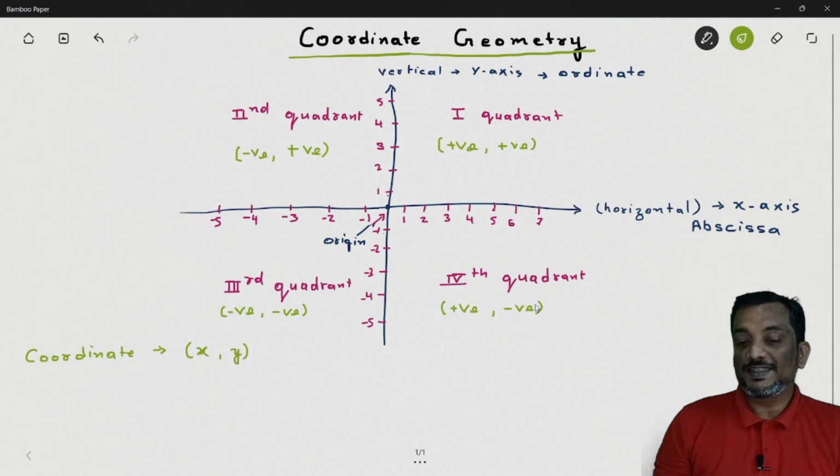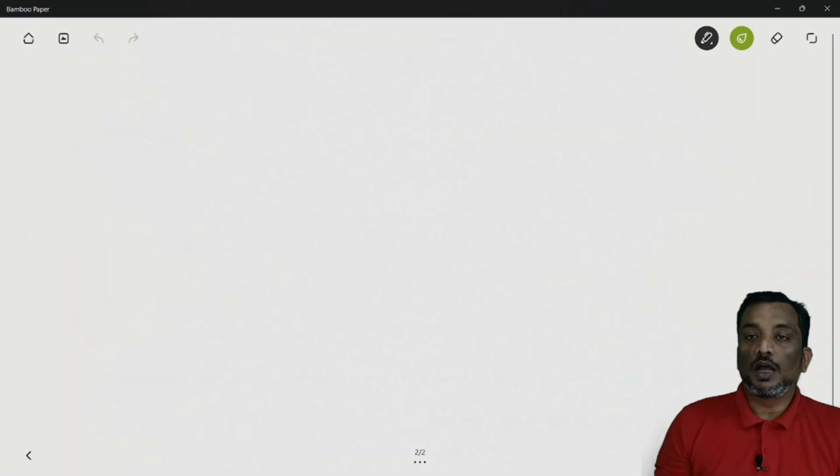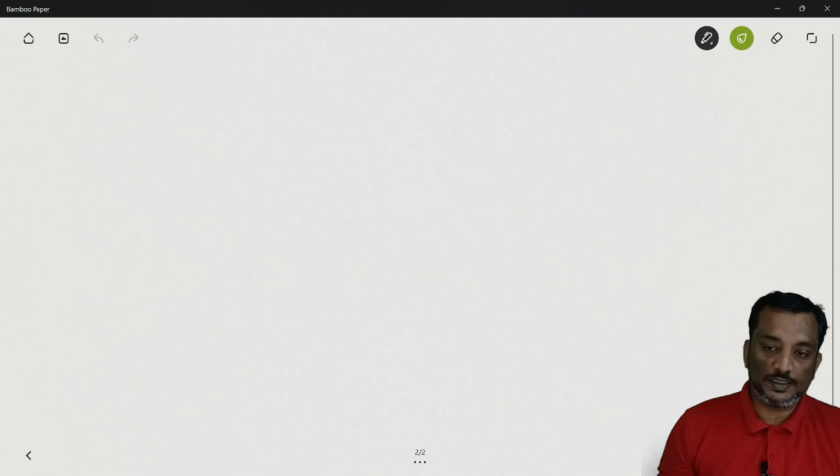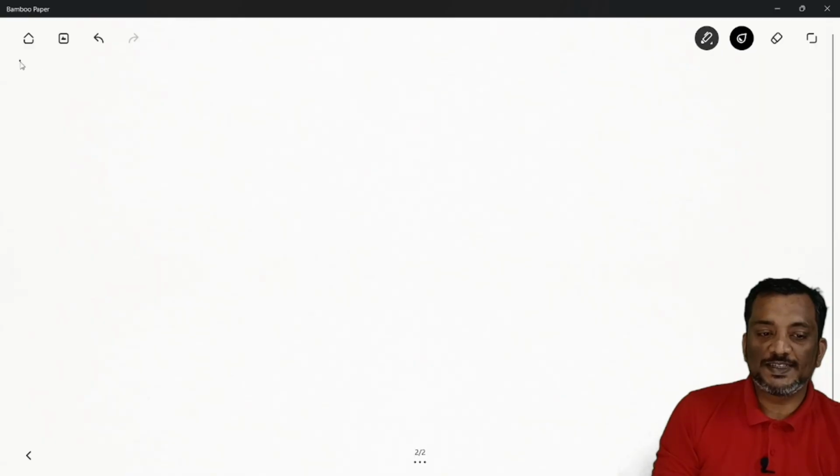Now we will see how we can represent this chapter, like the distance formula, section formula, and straight line equation, with the help of coordinates. First we will see the equation of a straight line.